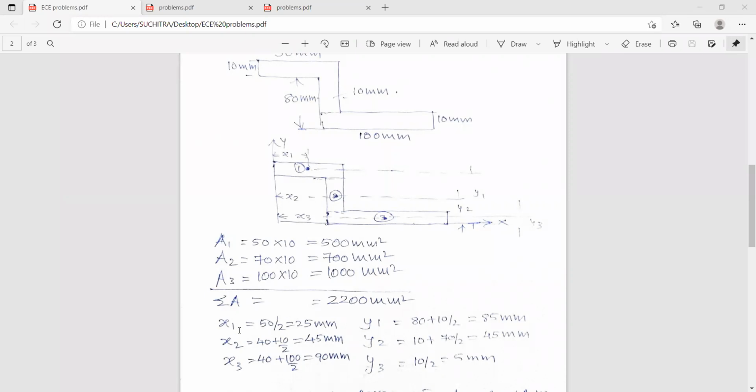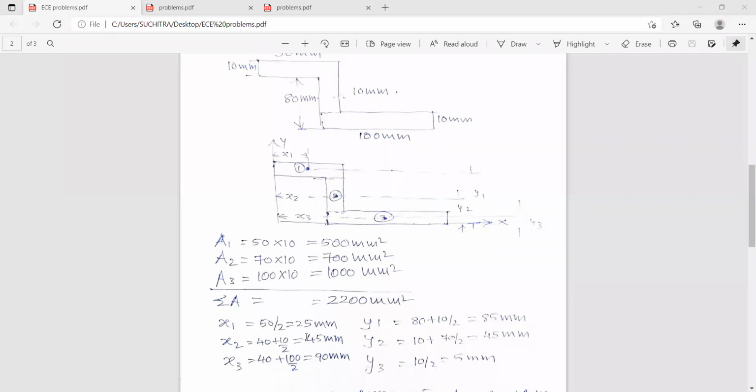Now you can find the values of x1, x2, x3, y1, y2, y3. x1 is from this point to the center of this figure. This is 50 millimeters, half of which is 25 millimeters. x2 is measured from this point to the y-axis. This total is 50, so that means this is 40, because if you take out 10, the remaining from this point to this point is 40. And half of this width is 5 millimeters. So 40 plus 10 by 2. You can see here, 40 plus 10 by 2.